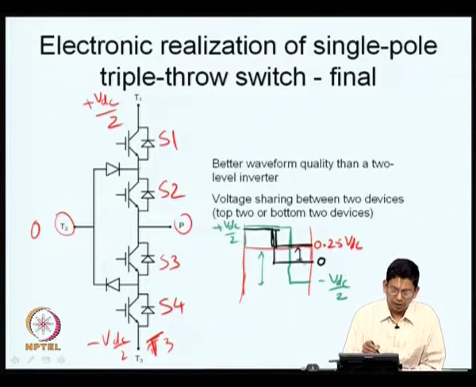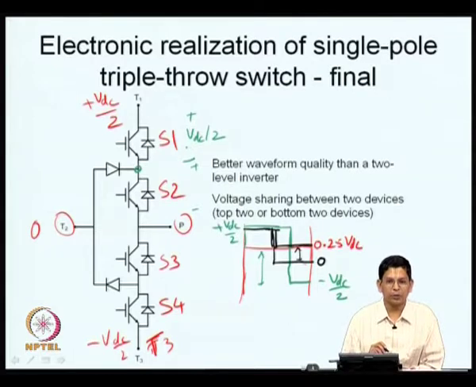Now, here let us consider this node. Whenever this node goes below 0, the diode will come into conduction. That will force this potential to stay within VDC by 2. When S1 and S2 are blocking, it will make sure that this potential stays within VDC by 2. It will not let the potential really go above that. So, some kind of check is being exercised on the voltage sharing between these two devices. So, a multi-level converter is better than basically two transistors connected in series for voltage sharing.